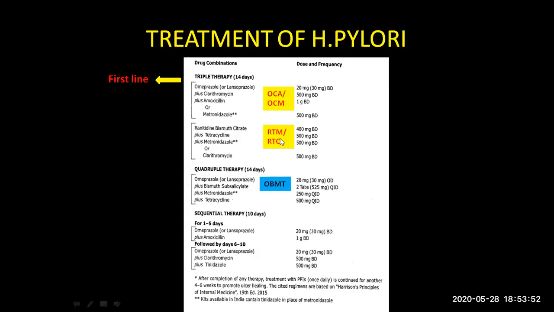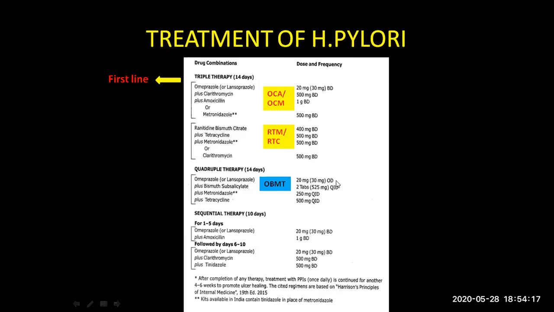And the second therapy, quadruple therapy, is tried only when the first line regimen fails or there is recurrence even after the first line regimen. This quadruple therapy is also given for 14 days. You can remember this using OBMT. O stands for omeprazole, B stands for bismuth subsalicylate, M stands for metronidazole, and T stands for tetracycline.